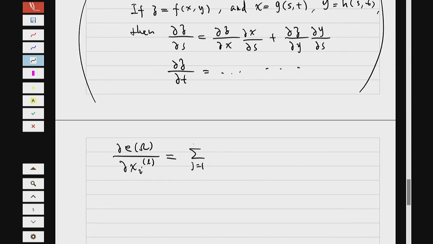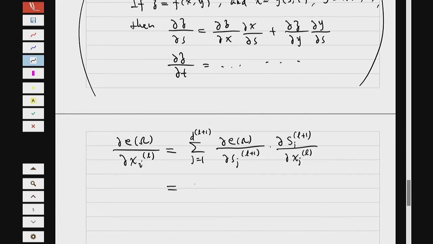J will have to be equal to 1, up to however many neurons you have at the layer L plus 1. Each one of them, you have to do this partial E, partial Sj of L plus 1, and then times partial Sj of L plus 1, partial Xi of L, like that. Just the same formula, the chain rule of differentiation when you have dependency through multiple variables. Okay?